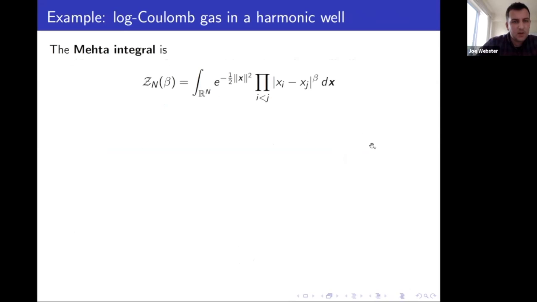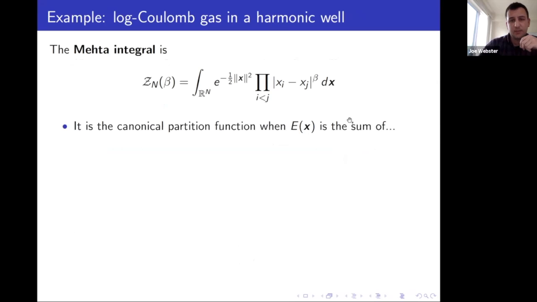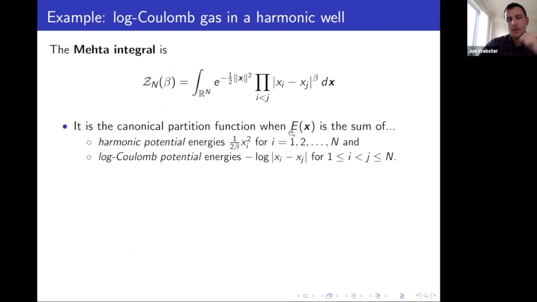So the particular one that we're going to start with, sort of as the motivation, is the classical Mehta integral, and it's defined like this. But if you sort of reverse engineer it, you can see that all the stuff in the integrand here is really e to the minus beta times an energy, for an energy that is cooked up like this. So this is the canonical partition function when the energy is a sum of n harmonic potential energies, so these quadratic things that look like this. And then there is n choose 2 log Coulomb potential energies.